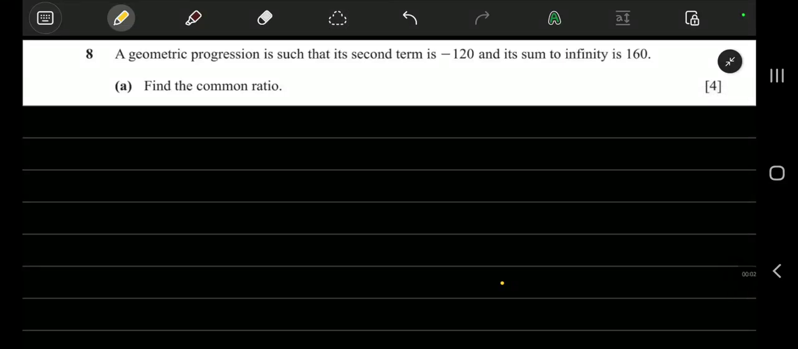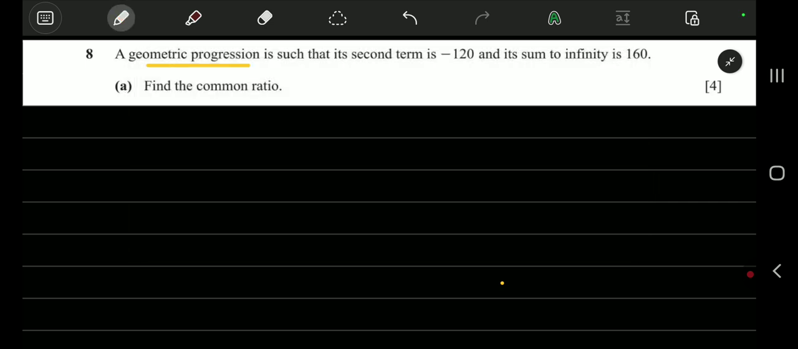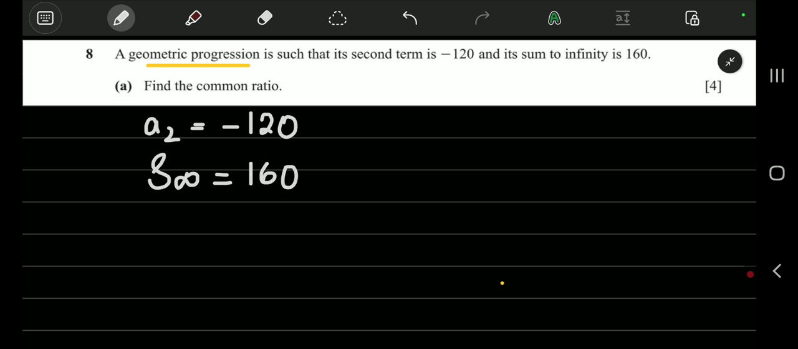Okay, question 8 says a geometric progression is such that the second term is minus 120 and its sum to infinity is 160. So let's list down everything that they have given you. Second term, so a2 is minus 120 and sum to infinity is 160. Find the common ratio.